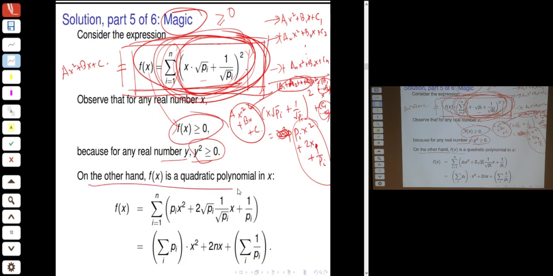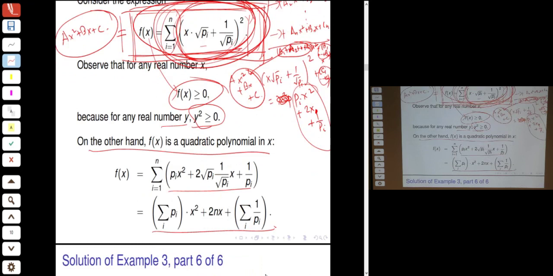And on the other hand, f(x) is a quadratic function, a quadratic polynomial in x, for the reason that we already discussed. So what you do is you take this sum and you expand the square in every summand, and then you just collect the x squared terms together, the x terms together, and the constant terms together. Okay? Is this clear?